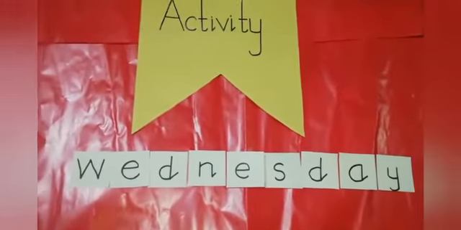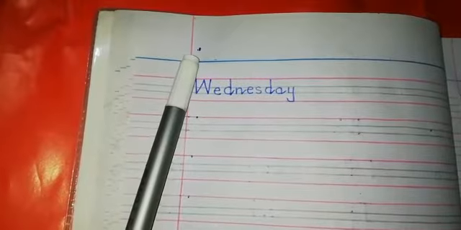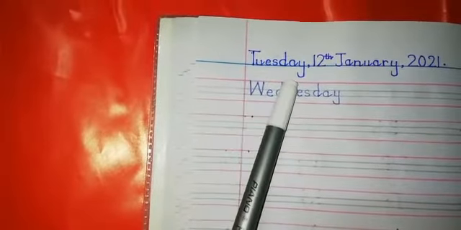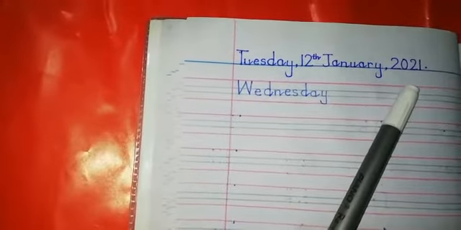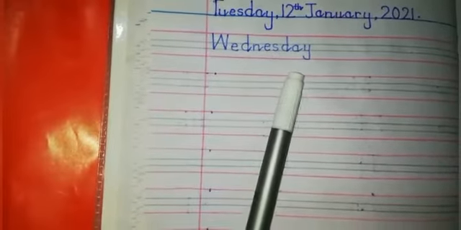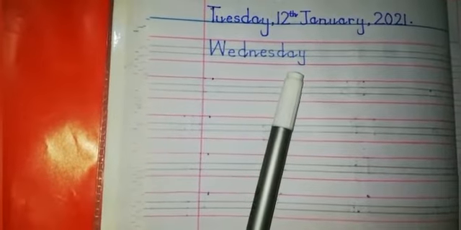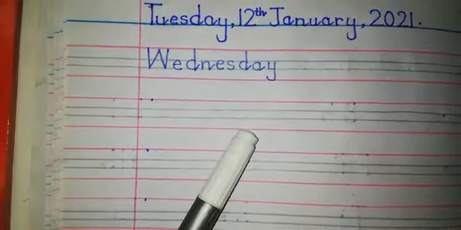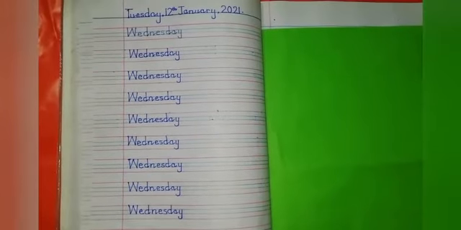Wednesday, day Wednesday. Let's start the copy work. First of all, you will write the date here like this: Tuesday, 12th January, 2021, full stop. Today our topic is Wednesday. Wednesday, day Wednesday. You will write the spelling of Wednesday. Students, in this way you will complete your work neat and clean. Thank you.